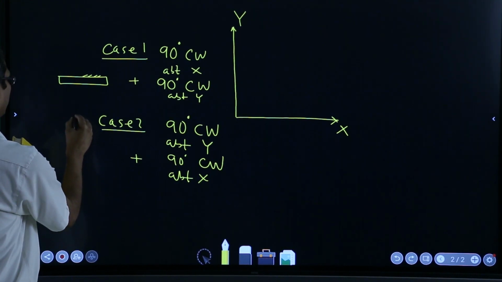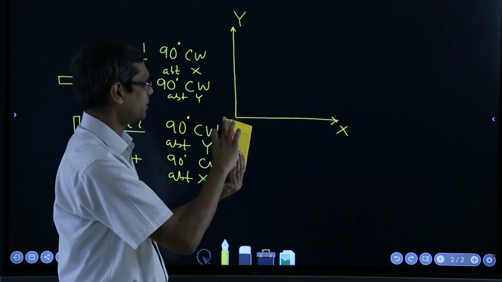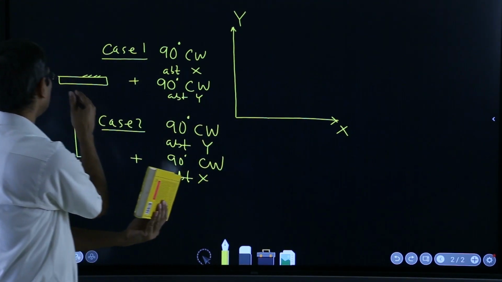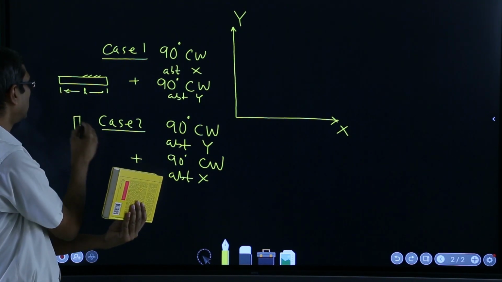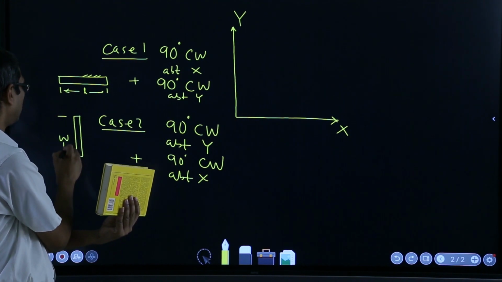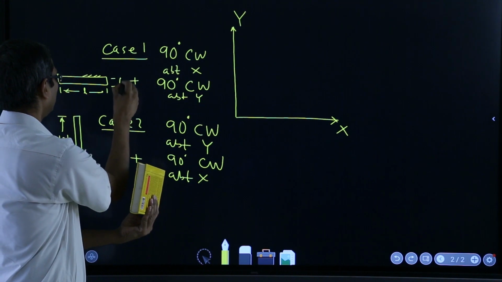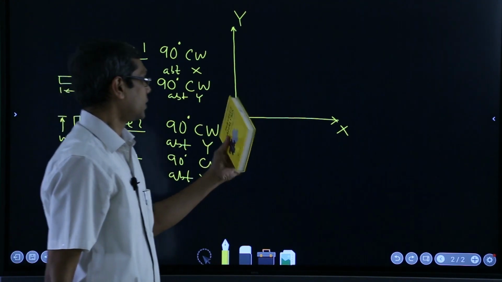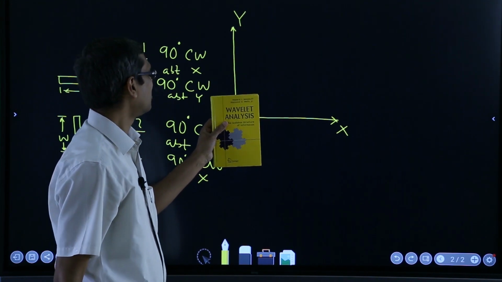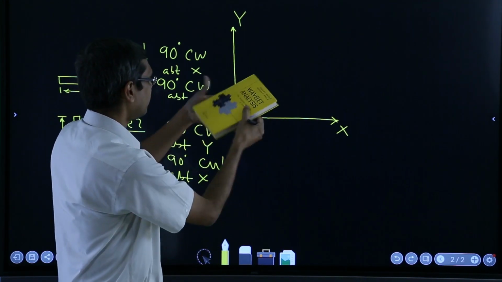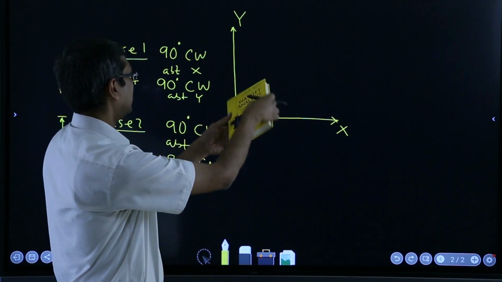That too on the width side, not even on the length side. So this was the length side of the book, and this is the width side of the book. Okay, so this being the thickness. So in both cases we started like this, but in case 1 we ended like this, and in case 2 I think we ended like this.